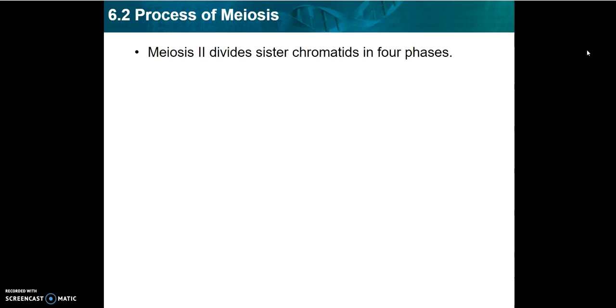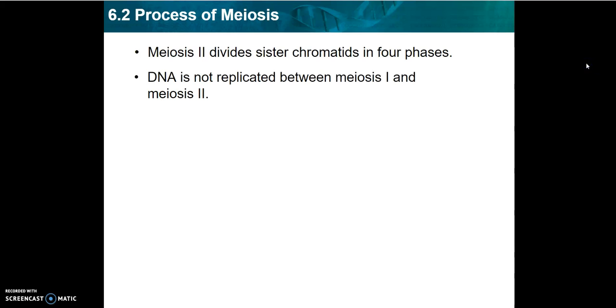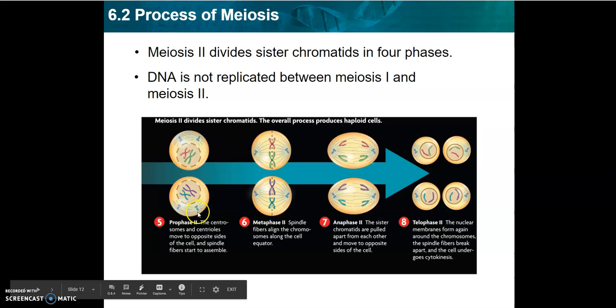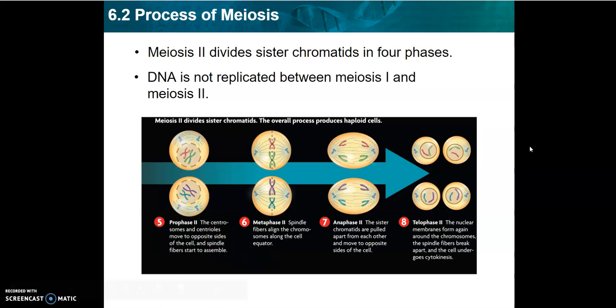Meiosis 2 divides sister chromatids in 4 phases. So we're not going to stop and take time doing interphase again. We're going to jump directly into meiosis 2. So the DNA is not replicated again. We're going to pick up right where we left off. In prophase 2, the centrosomes and centrioles move to opposite sides of the cell. Spindle fibers begin to assemble. Metaphase 2, those spindle fibers align along the chromosomes, along the cell equator, and they pull them apart.